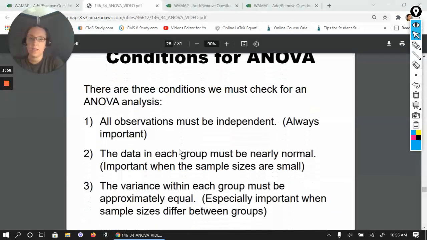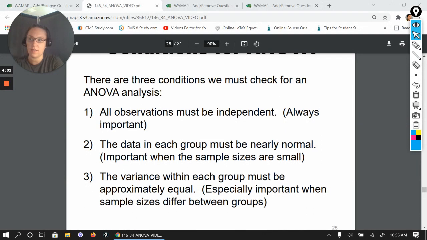There are 3 conditions we must check for an ANOVA analysis. The first one is that all observations must be independent. This is always important for all the tests that we've done. Number 2, the data in each group must be nearly normal. This is important when the sample sizes are small. But if the sample sizes are large, then this condition is not that important. And number 3, the variance within each group must be approximately equal, especially important when sample sizes differ between groups.